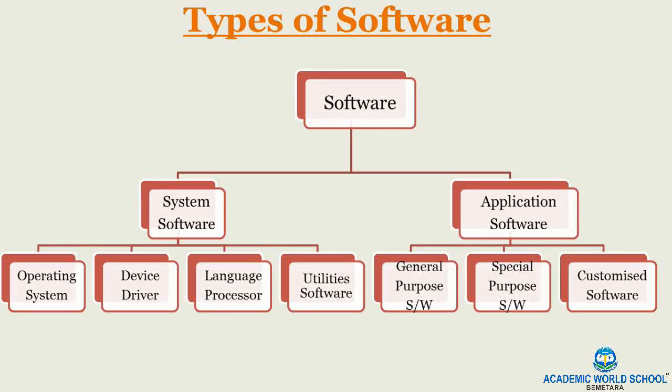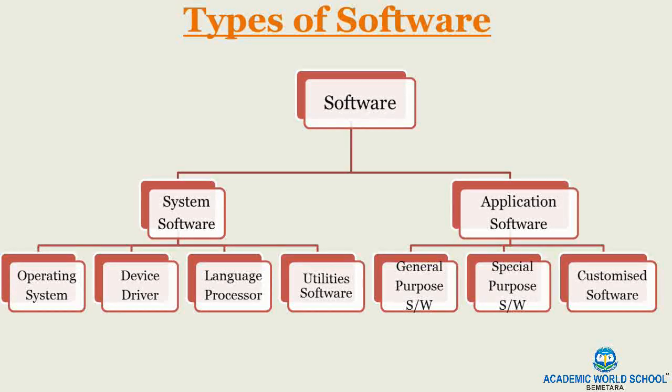The next one is special purpose software. As the name is suggesting, it is software which is used for a special task. Special task means, like for accounting work, we require a software which can work for account tasks only. So for that we have a software, that is Tally. So Tally will be called a special purpose software.